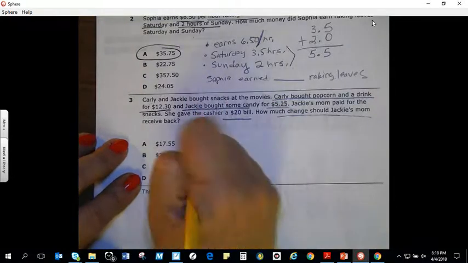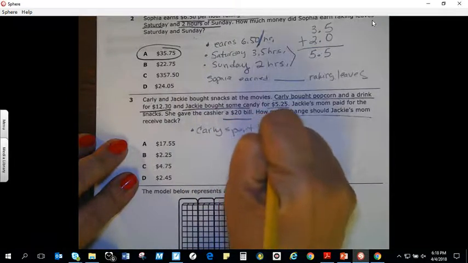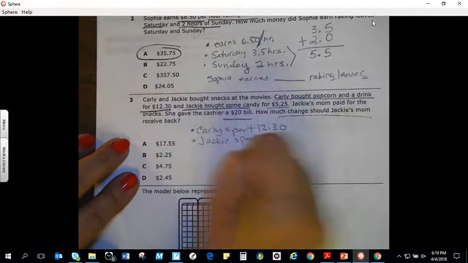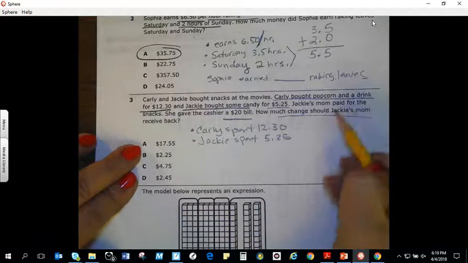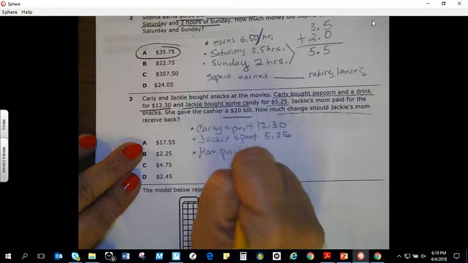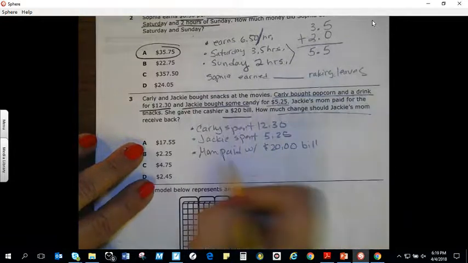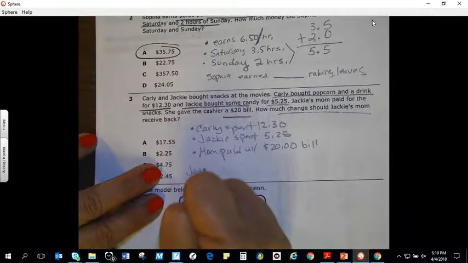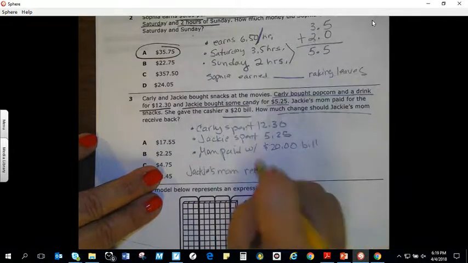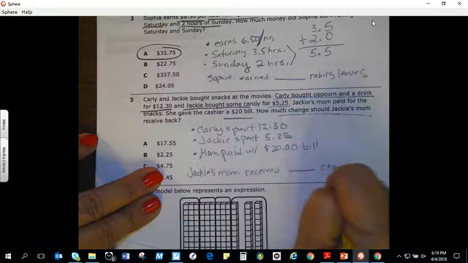So I'm going to put here, Carly spent $12.30. Jackie spent $5.25. Jackie's mom paid. I'm going to just put mom paid with $20 bill. Question is, so Jackie's mom received, I before E except after C, blank change back.